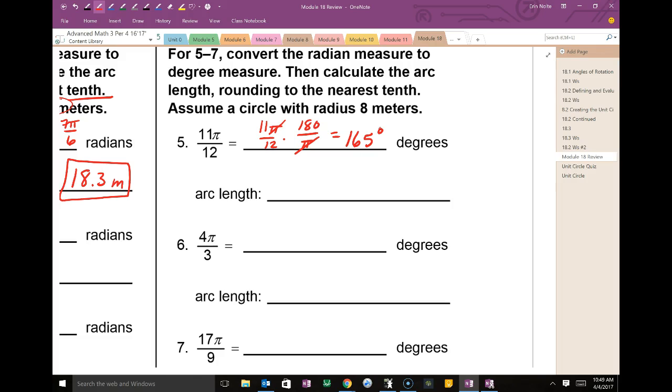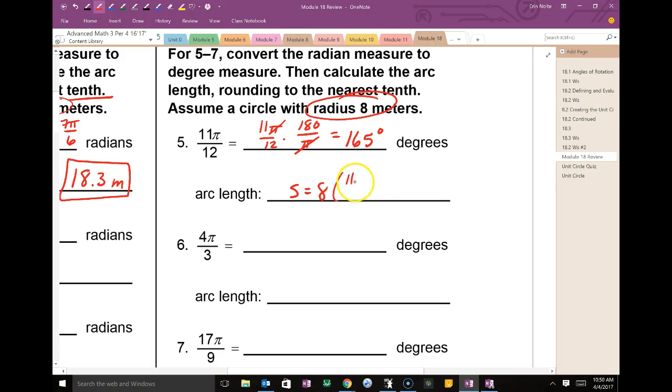So 180 and 12, I simplify those. Divide them, 180 divided by 12. And then times 11. Yes. Okay, should we find the arc length of this? Just for good measure? Get it? Good measure. So what's my arc length? S is equal to 8. Good. You see up there that the radius is 8. Times.